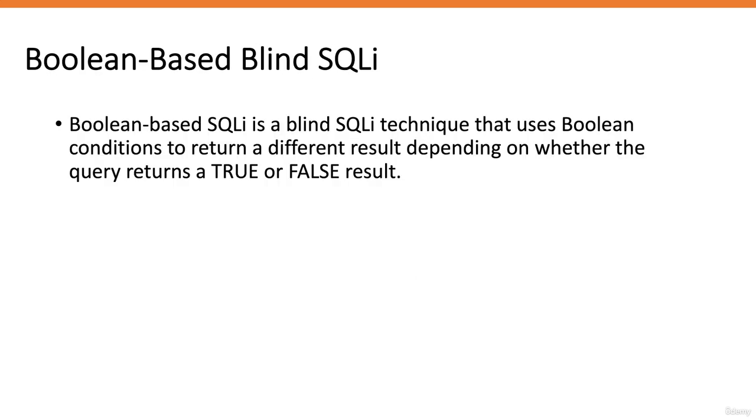Let's talk about Boolean-based SQL injection. Boolean-based SQL injection is a blind SQL injection technique that uses Boolean conditions to return a different result set depending on whether the query returns true or a false result. So in simple English, again, the attacker sends different SQL payloads that ask the database true and false questions. And depending on how the database responds, then you could infer whether the application responded with true or false. This is sometimes referred to as content-based blind SQL injection. So you'll see those two terms used interchangeably.